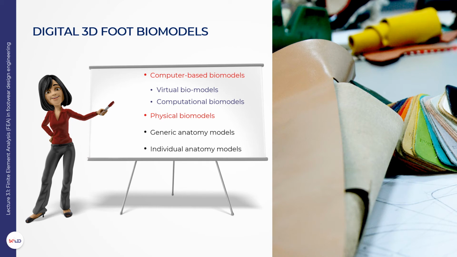Models of this type are used in the finite element method to study the stress and strain of the human skeleton. Physical biomodels are manufactured using computer-aided manufacturing technologies, like CNC technology or rapid prototyping methods, from the corresponding computer-based biomodel. Biomodels are also distinguished in generic anatomy models and in individual anatomy models.